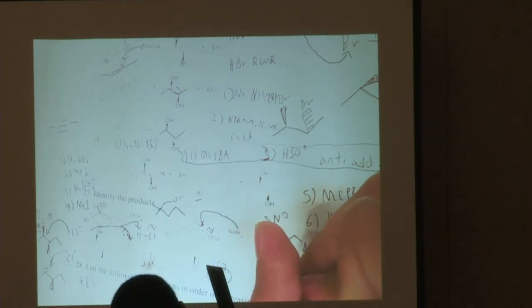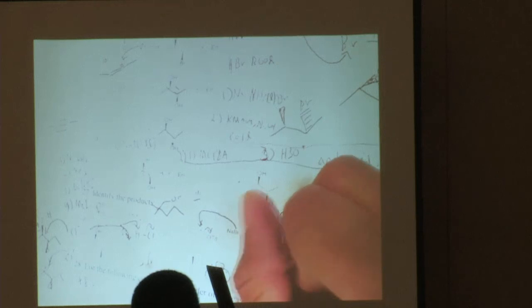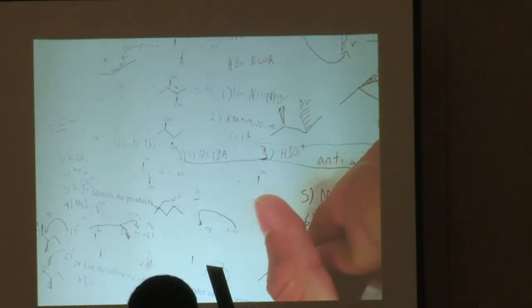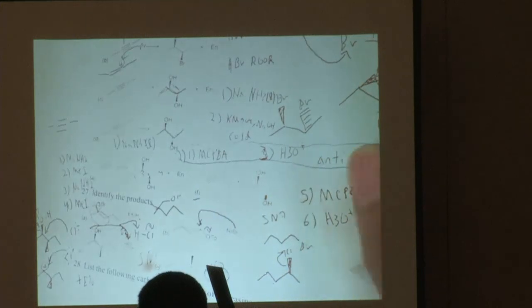I think that printed wrong. There's supposed to be some leaving group there. There's not a leaving group there. I just noticed that. So let's just say this is Cl just because.